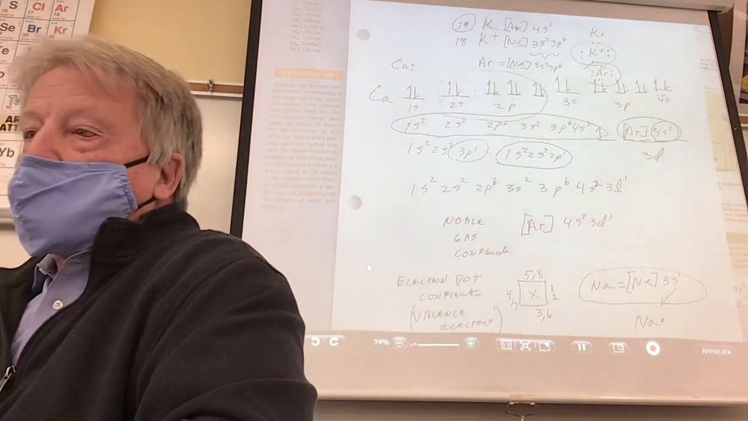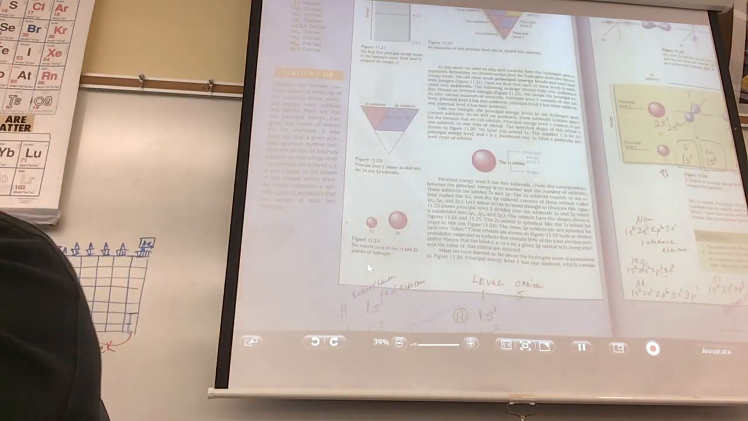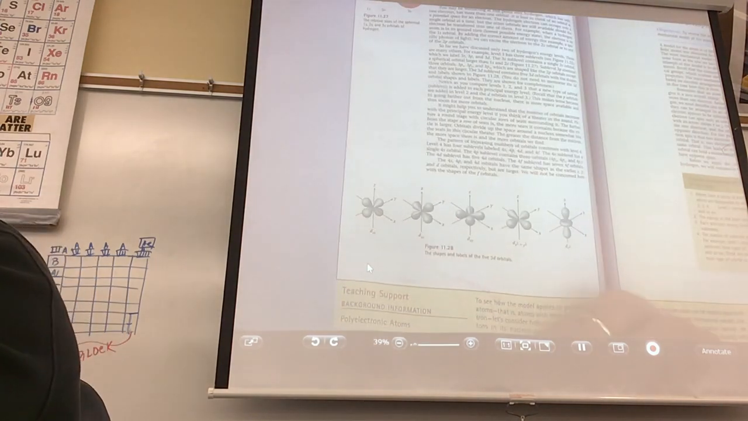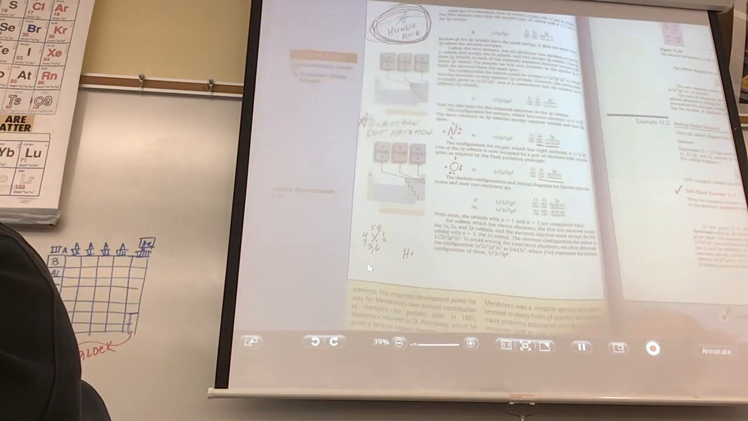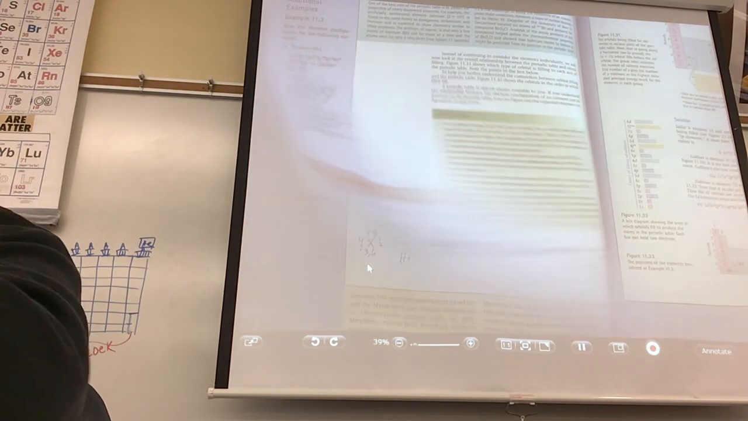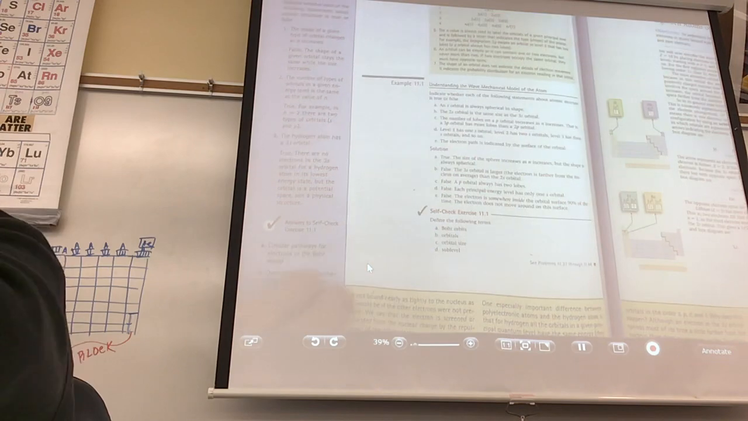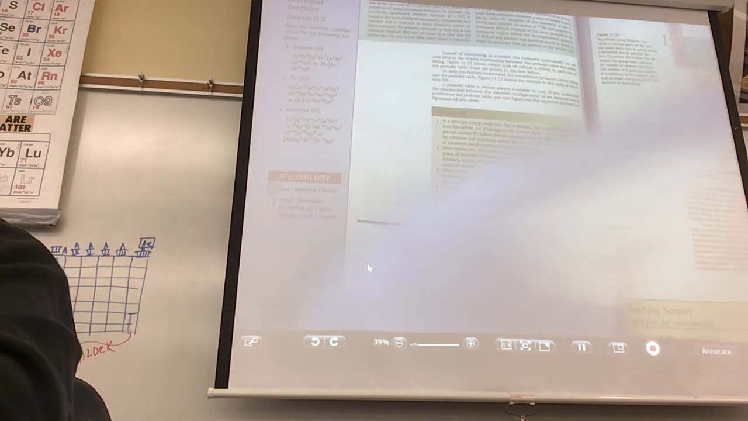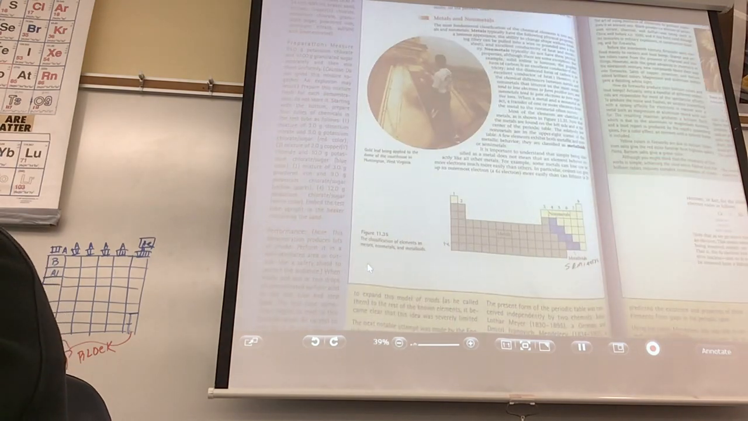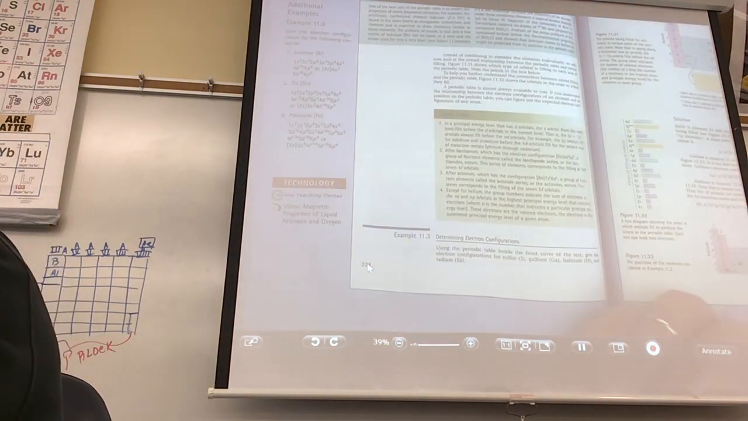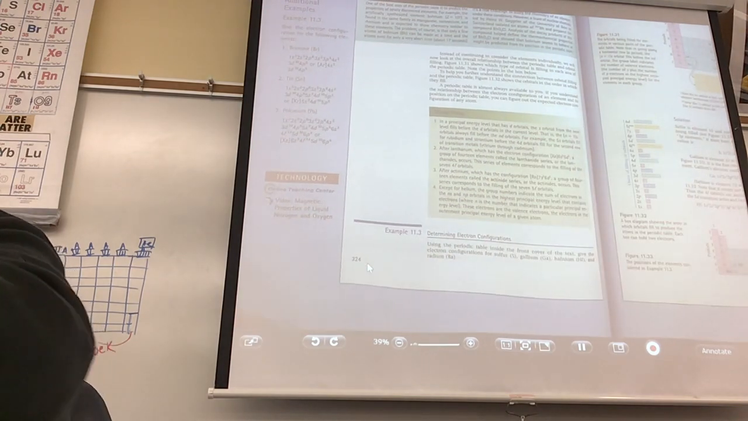Now, in the book, they have a special page just for this one exception. And it's the only exception I'm going to ask you. There are many exceptions in the D and the F orbitals. I'm not going to ask you that, except for this one. Where are you? What page is it? I had it yesterday. There it is. Okay, one more time.